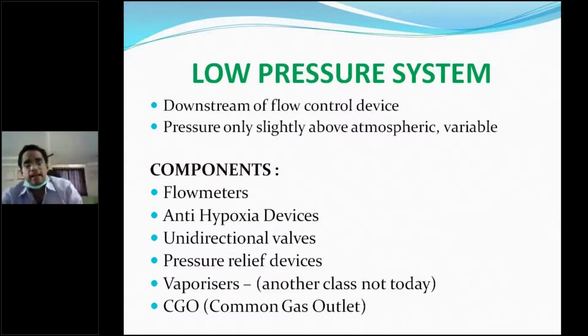The third and the last component of the anesthesia workstation or the anesthesia machine is the low pressure system. So these are the components. The low pressure system has a pressure slightly above the atmospheric pressure. So what is the atmospheric pressure? I have told you in the previous slides. Can anyone tell me the normal atmospheric pressure?